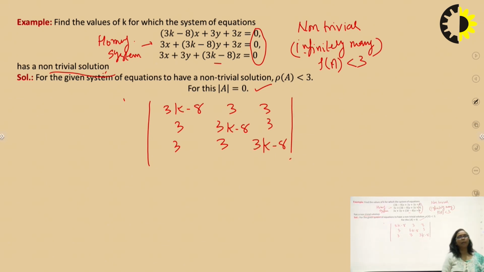I'm writing this in the form of a determinant. Now I need to expand this determinant. I put this equal to 0 according to my given condition. So I need to solve it. First we need to evaluate it.